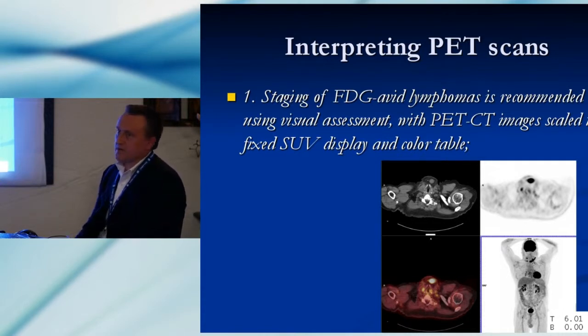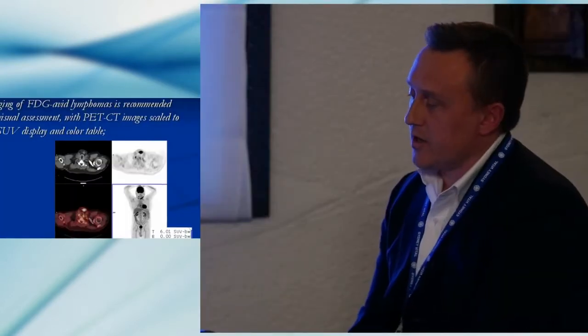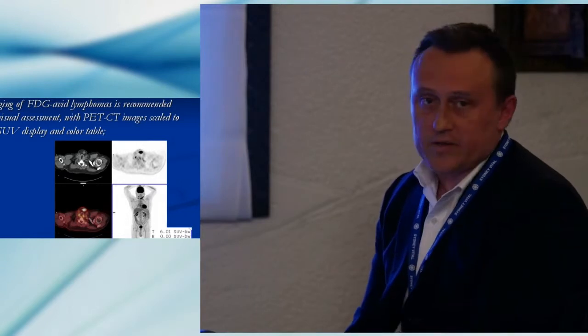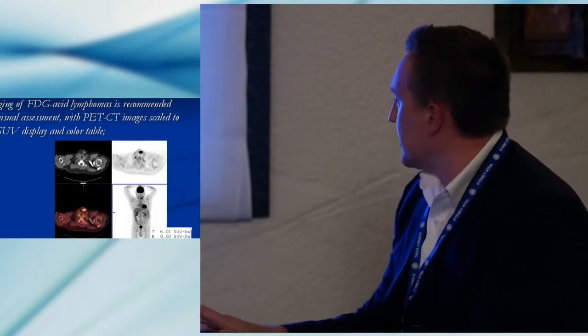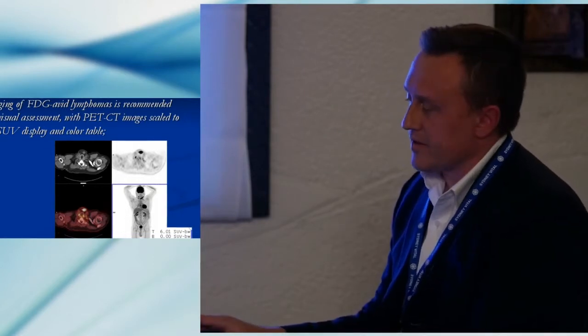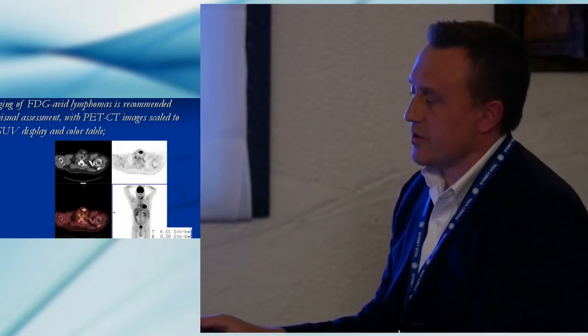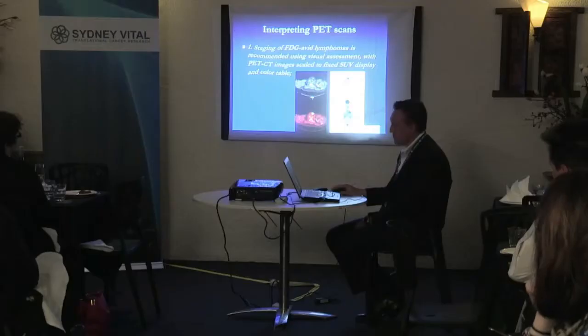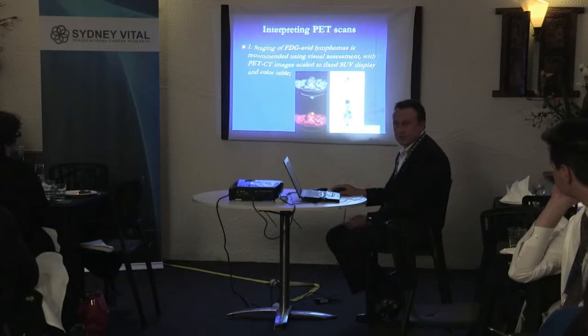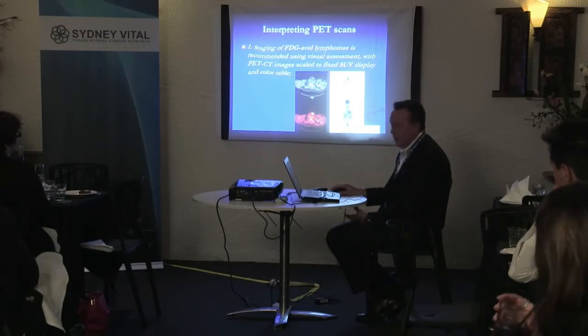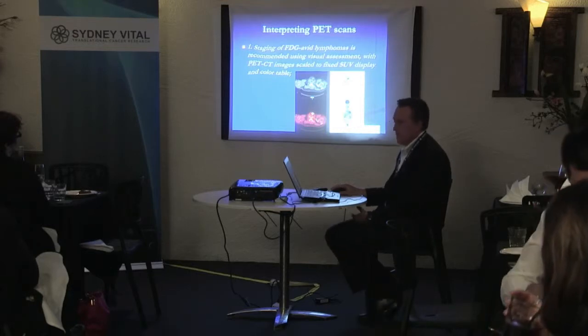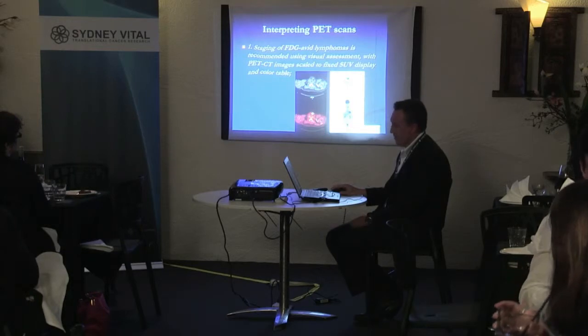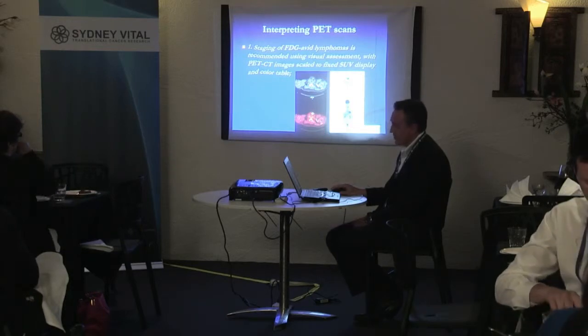But the key thing is to make sure that you always look at your PET scans the same way so that you get your eye in and get used to looking at them in a standardized fashion, and also using a fixed color table. So those are the fused images in the bottom left-hand corner, having the same color table used each time so that you get used to looking at the scans in a standardized way. It's a visual assessment, so it's not required that you quote SUVs, and it's more of a qualitative analysis.